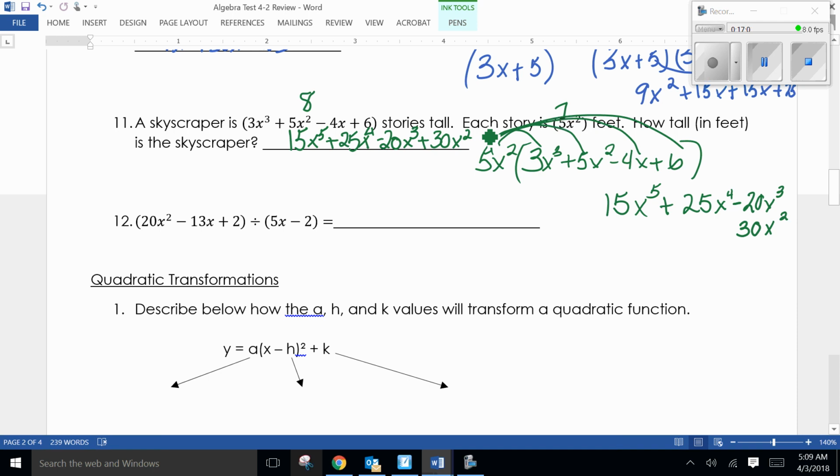Number 12, 20x squared minus 13x plus 2 divided by 5x minus 2. Okay, so I'm going to use the area model to divide. So I'm dividing by 5x minus 2. I know the 20x squared will belong in this box. And then I can start determining what linear factor I'm actually multiplying by to get this. So I have 4x, which makes this negative 8x.